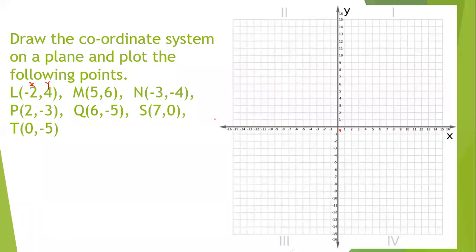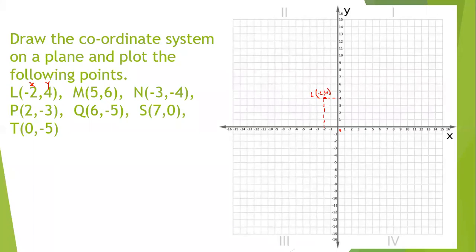So on x-axis, where is -2? Over here. Can you see? And on y-axis, where is 4? It is here, upward. So from -2, I will start drawing the dotted lines, and then from 4. And here I will mark the point as point L. And we will write the coordinates also in the bracket, (-2, 4).